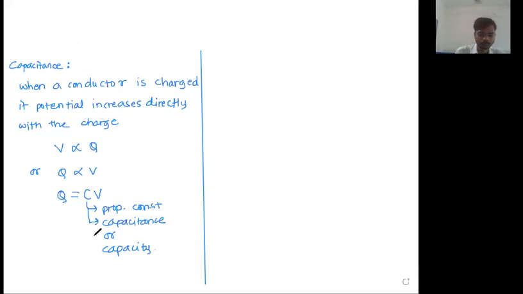So just keep on writing about this C. C means what? Capacitance or capacity. Just keep on writing: it depends on, it's a constant. So which factors decide this constant that we are writing?